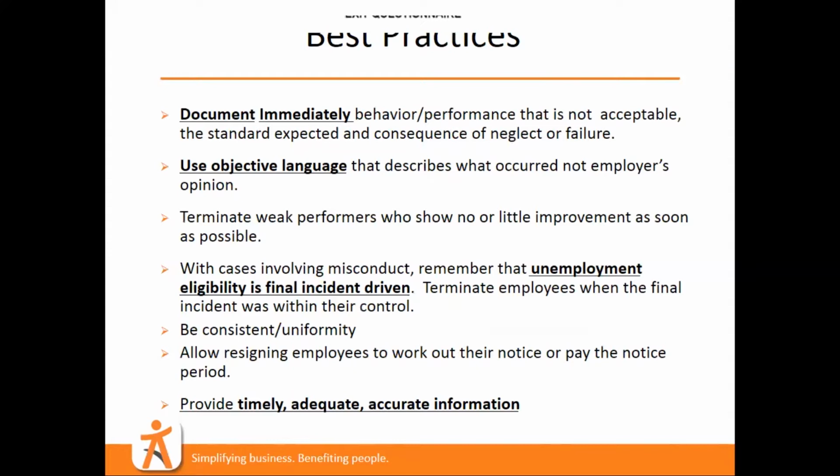What's another critical best practice? Terminate weak performers who show little or no improvement as soon as possible. Unemployment compensation liability begins to build the day that a person starts. There are some states where the employer is granted relief from liability if they make the decision to terminate. In Virginia, for example, within the first 30 days, in Florida, within the first 90 days, in Illinois, within the first 30 working days. All of those things are good to consider.